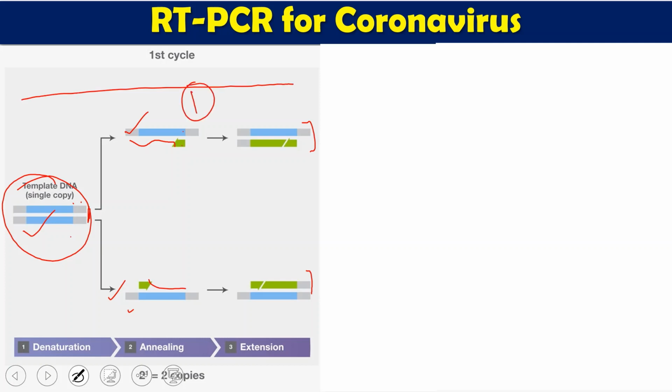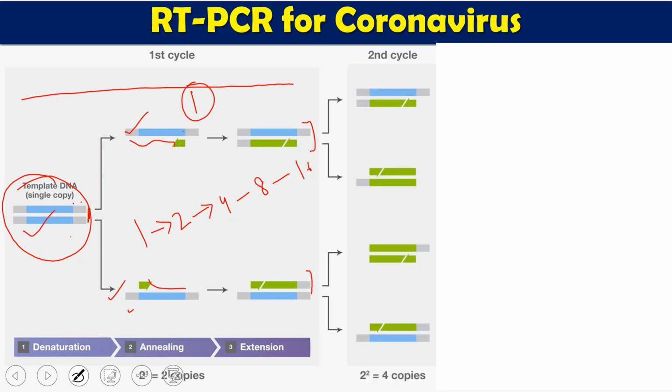So after one cycle, one DNA gave you two DNA. If you start with these 2 DNA, the next cycle will give you 4 DNA. The third cycle will give you 8 DNA. The fourth cycle will give you 16 DNA. So it will double every time. You can see that after the first cycle we have got 2 DNA from 1. After the second cycle we have got 4 DNA.